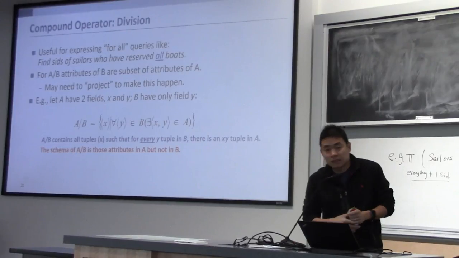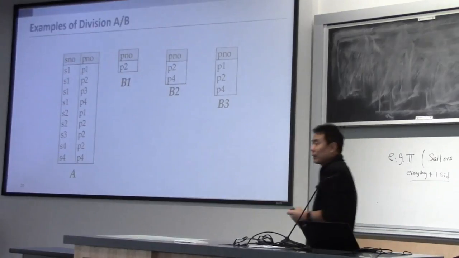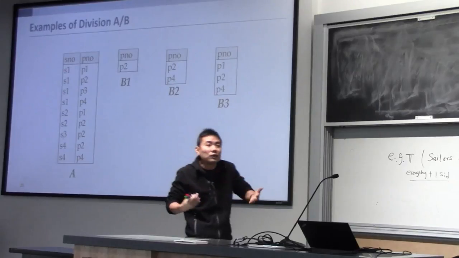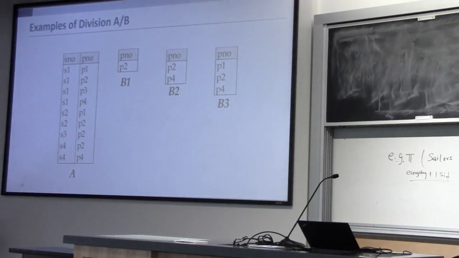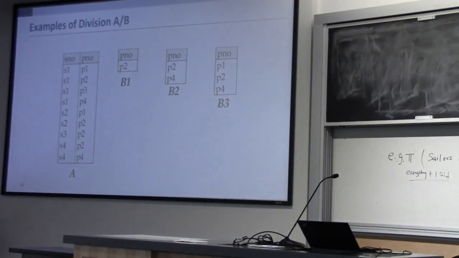And before I present the semantic meaning of division, I'll give you some intuitive examples to help you understand the usefulness of this operator. Imagine I have a really, really simple schema. Really simple database. I have student number and project number. Pretty much like what you're doing now, signing up on my Google Sheet. Which tells me which student works on which project. Or which student works in which team, right? Okay.